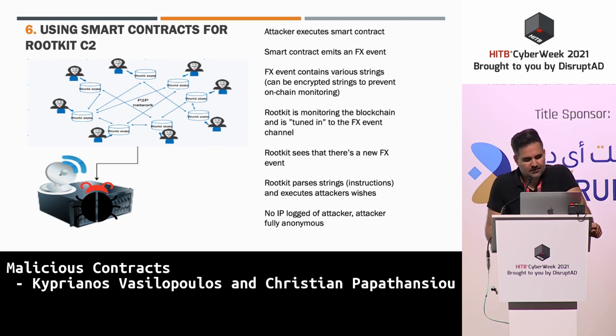So how it works is the attacker executes the smart contract. The smart contract emits this FX event, and through this FX event, it contains various strings. These various strings could be download a command, run a command. It could be now run this executable on the compromised machine. That's basically ransomware. Or it could be shut down the machine. It could be rm -rf, delete everything on the machine. It could be literally whatever you want it to be.